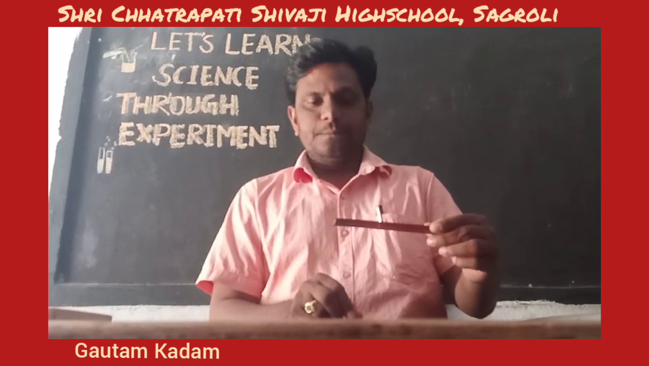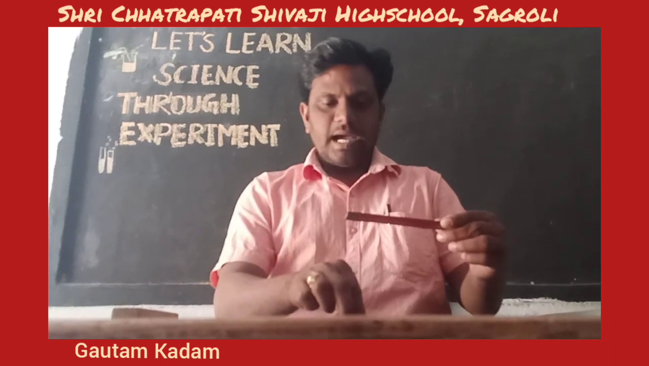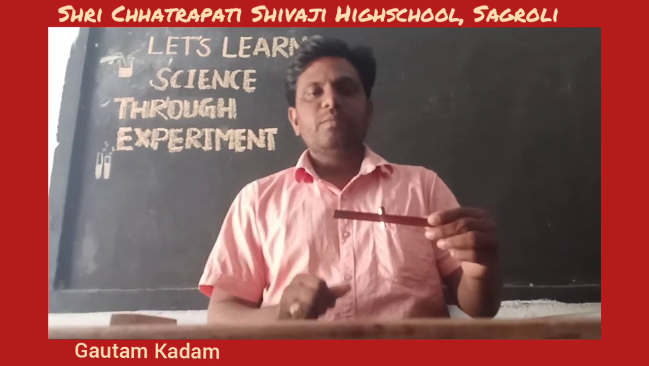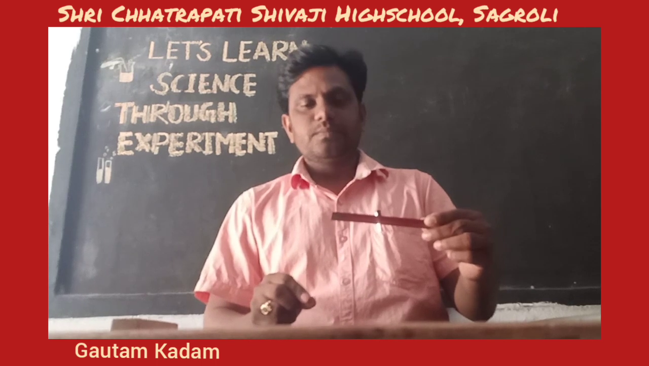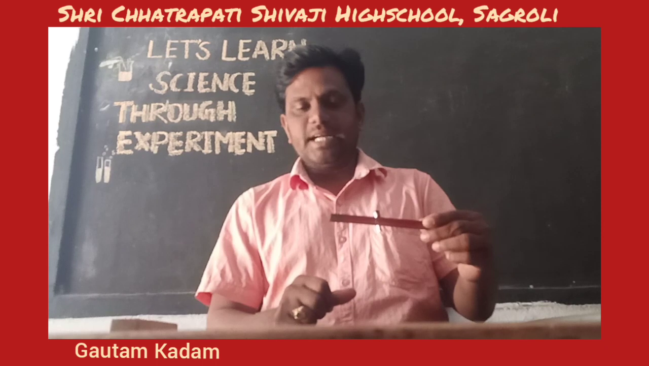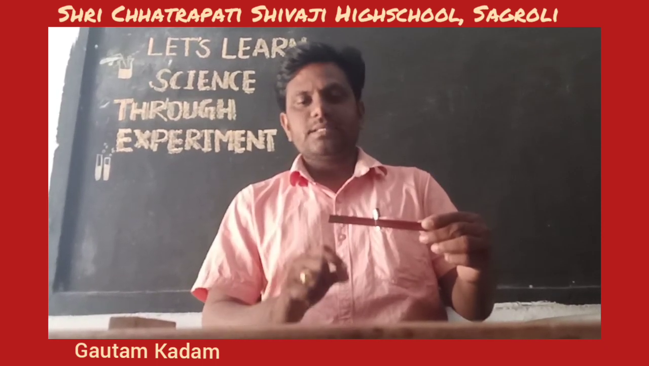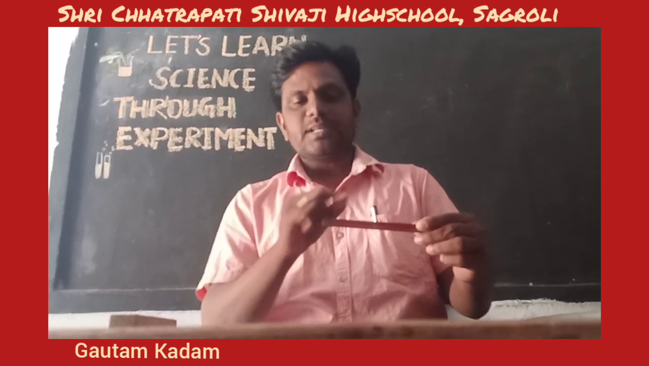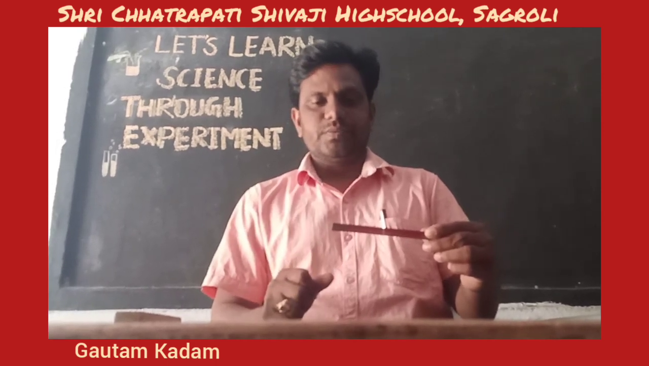So that's why wood, aluminium, zinc, these are the non-magnetic substances, because these substances do not attract towards the magnet. So non-magnetic substances means those substances which do not attract towards the magnet, they are called as non-magnetic substances.